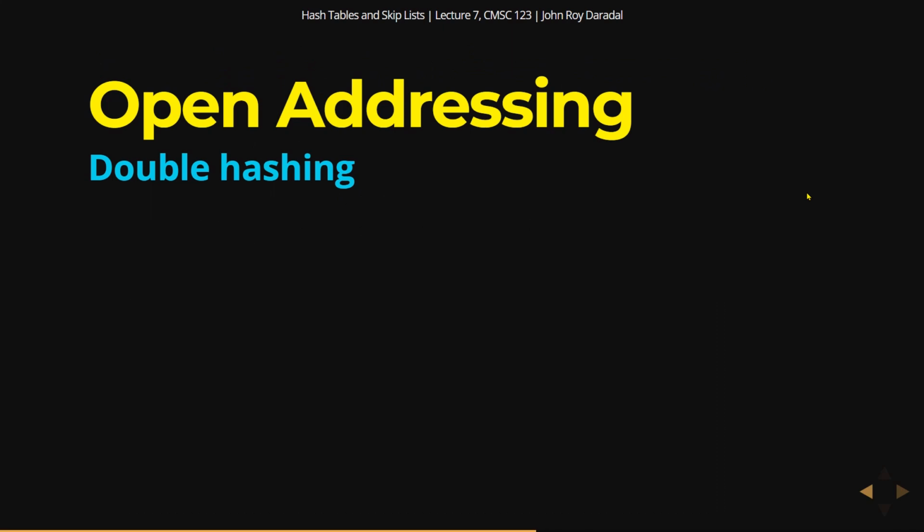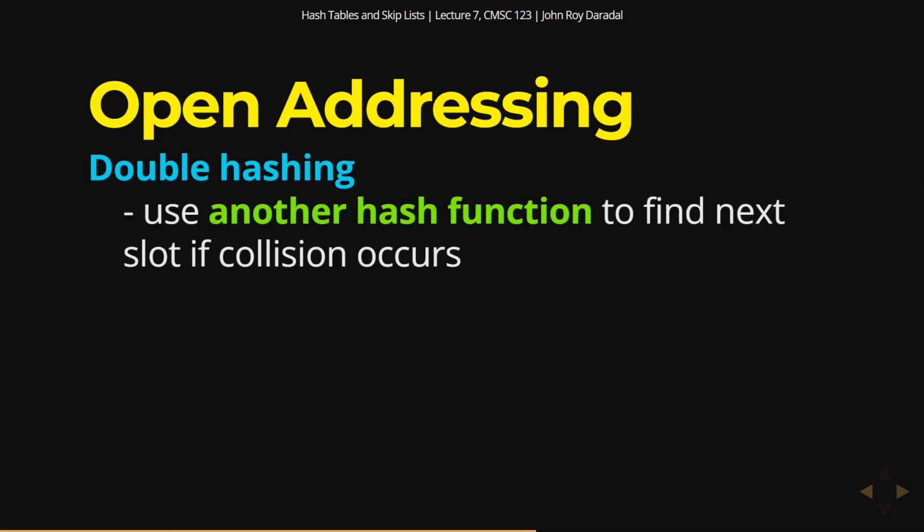Next is another technique for open addressing called double hashing. This is not when you sneeze 2 times, no, it's not that one. Double hashing is when you use another hash function to find the next slot if a collision occurs. So you have 2 functions. You use h1. If the hash value is occupied, you use h2. Okay, and yeah, that's basically it.